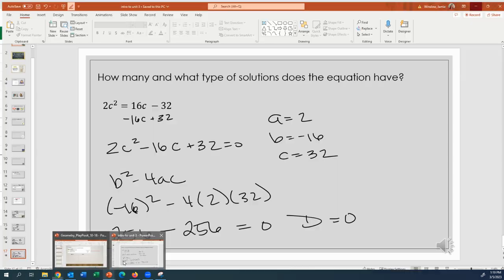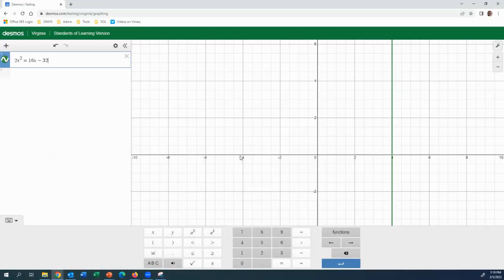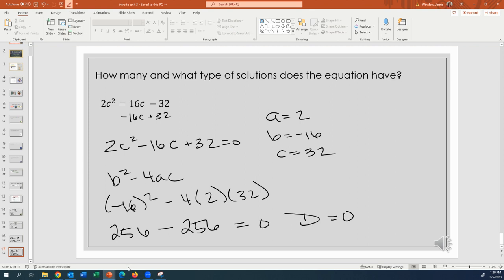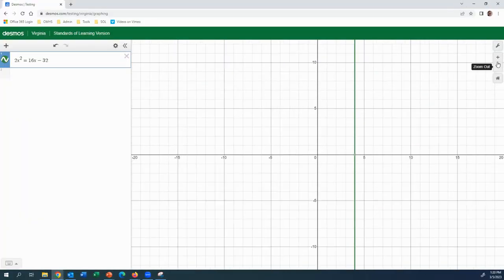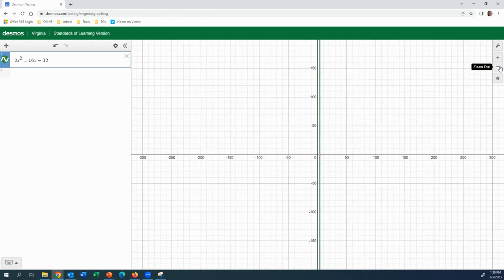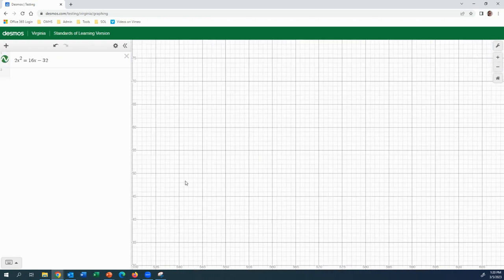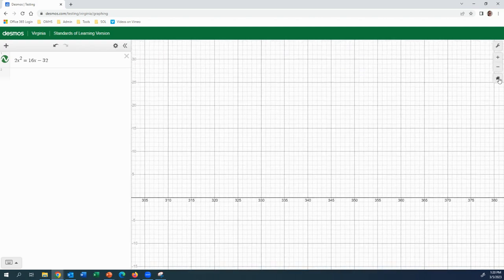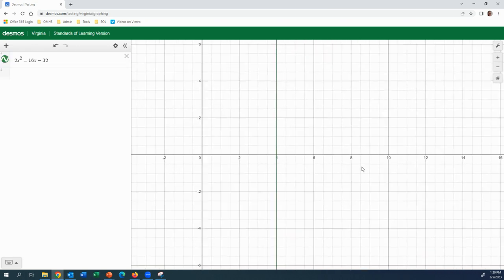Forget if it was plus or minus, y'all. Minus 32. Okay. Did I do something wrong? Hold on. 2x squared equals 16x minus 32. Okay, so this is good. This is a great example because this is showing, hold on. It's showing a root right there.